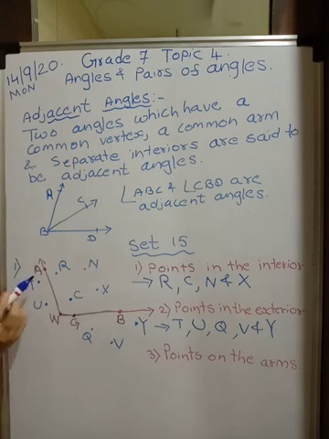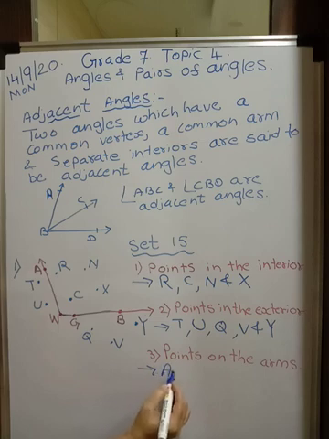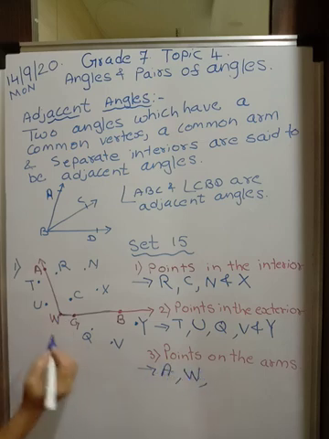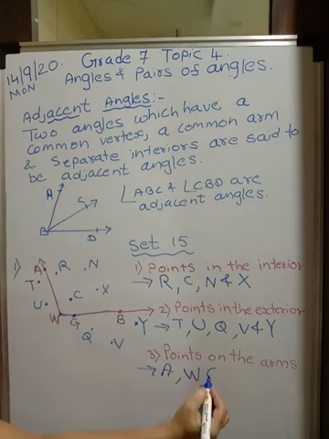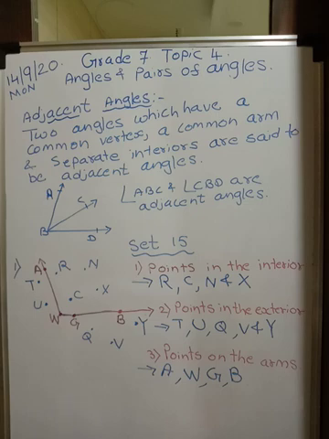Points on the arms. On the arms first is A. Then you have point W. Then you have point G. And you have point B. Very easy, no? It's as simple as that. So the first question is completed. We'll stop here. Please write down and solve the first question. Thank you.